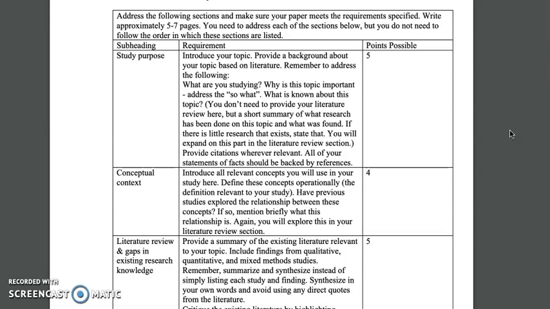So the first section, which is the study purpose, worth 5 points, is where you introduce the study. So think of the study purpose as the introduction piece or as the background piece. So here you will introduce your topic. You will provide some background on the topic based on literature, right?